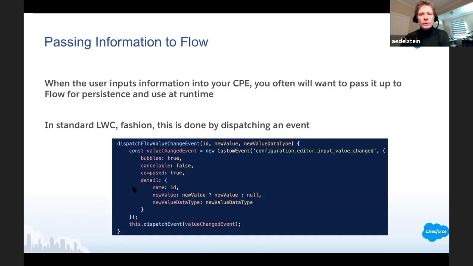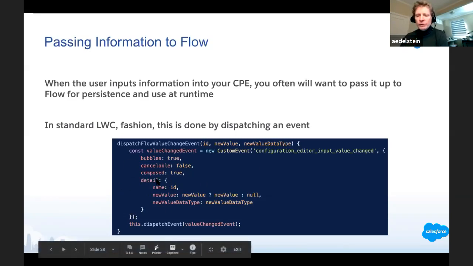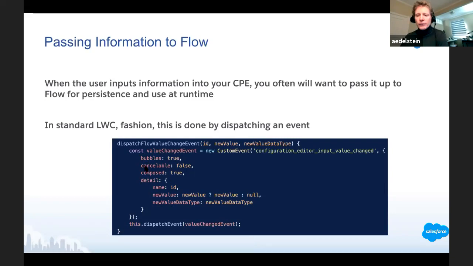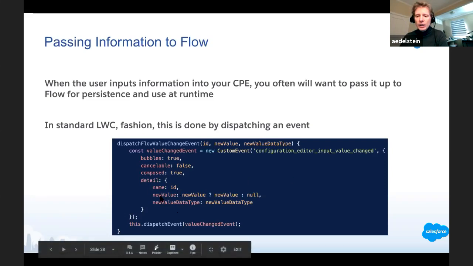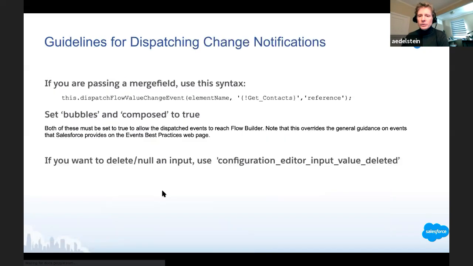All right, I mentioned this concept of dispatching information via an event. This is the standard pattern that you see here. Most of this is pretty standard stuff for Lightning Web Components. It's not Flow specific and it's not CPE specific. The most specific thing is this string right here. This is the event that Flow Builder knows to look for. So this is what Flow Builder is listening for. So you need to make sure that this is the specific event that you're firing. And then down here in the detail, this is the data structure that you are essentially going to specify.